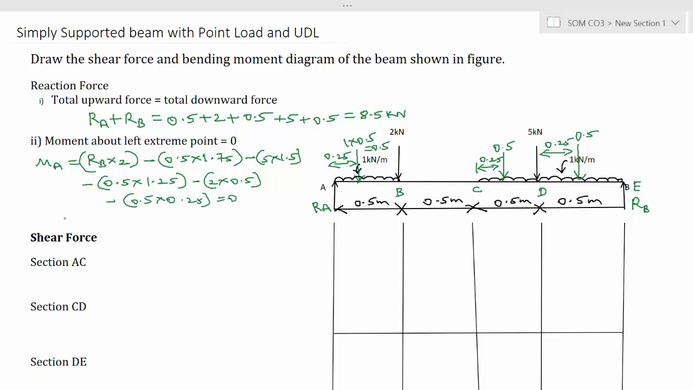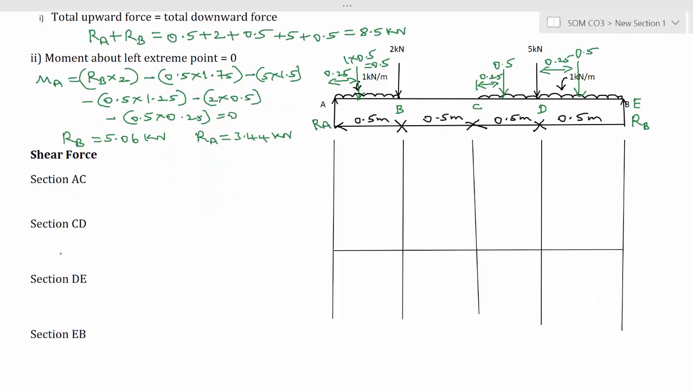If you solve this equation, you will get RB is equal to 5.06 kilonewton. Then you can substitute this RB value in the first equation and calculate the RA value, that is RA is equal to 3.44 kilonewton. Okay, so now we'll draw the shear force diagram.